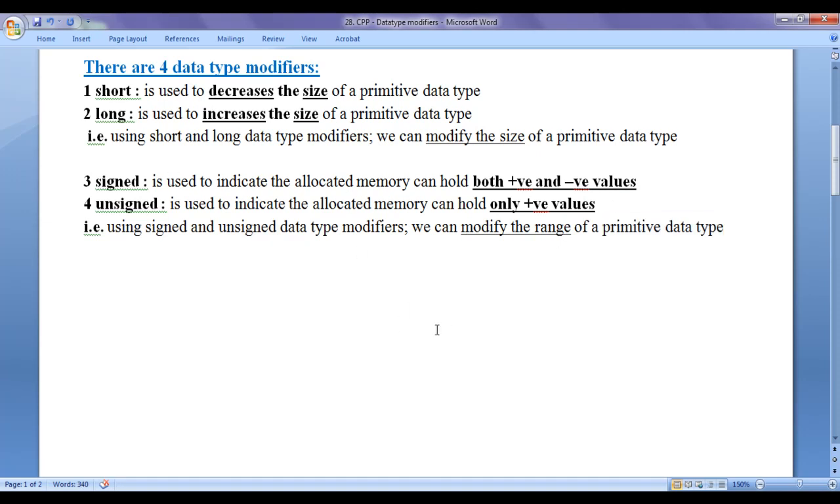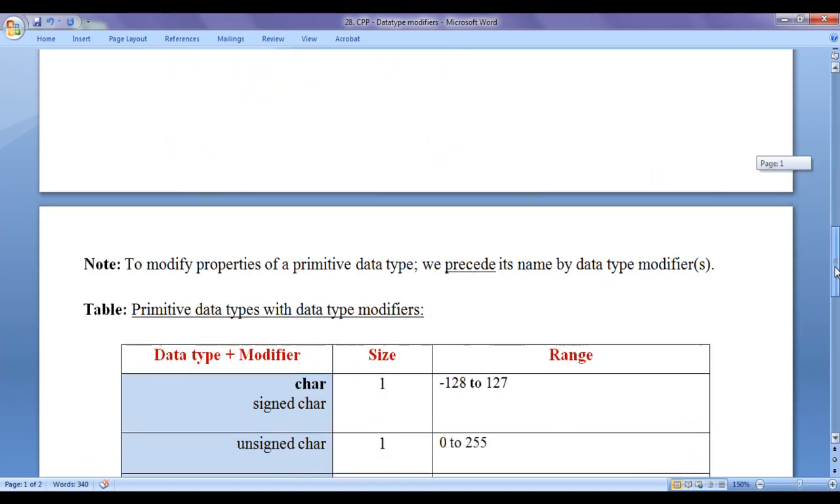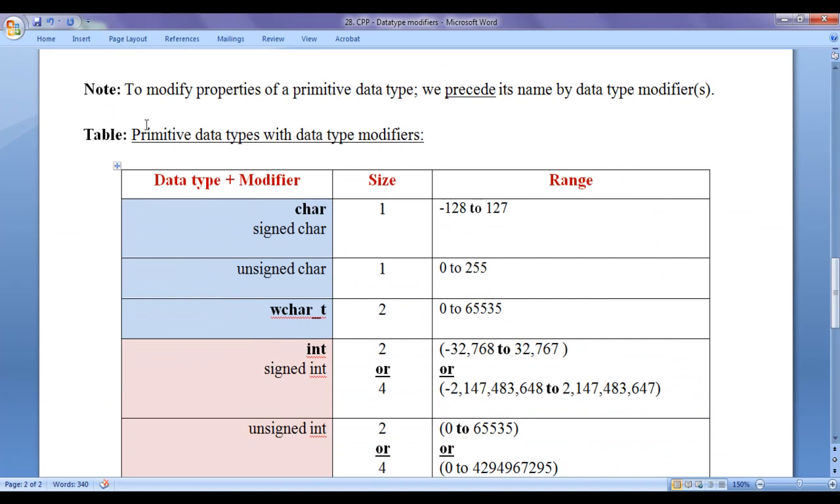I hope you guys have clearly understood. Let's proceed further and get more information. Note, to modify the properties of a primitive data type, we precede its name by data type modifier or modifiers, guys.